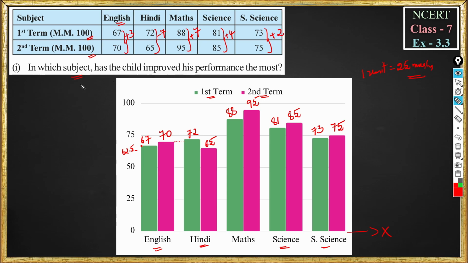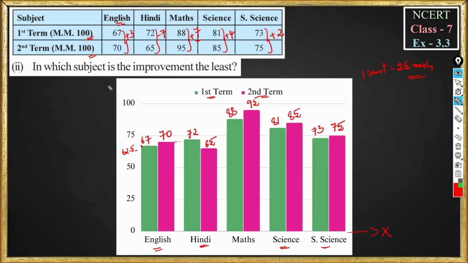So for the question, in which subject has the child improved his performance the most, it is the +7 score. That is in maths. So in maths, the child has improved a lot. Now let us see question number 2. Question number 2, in which subject is the improvement the least?